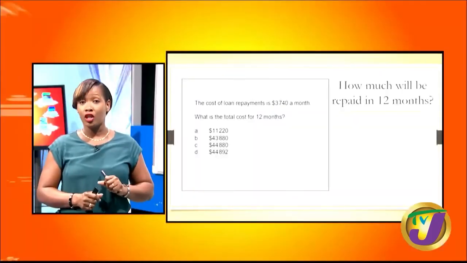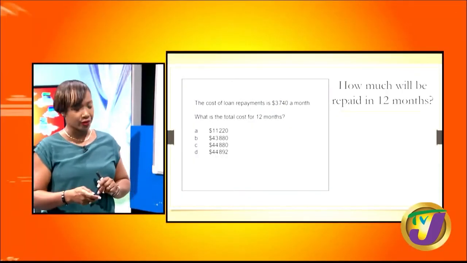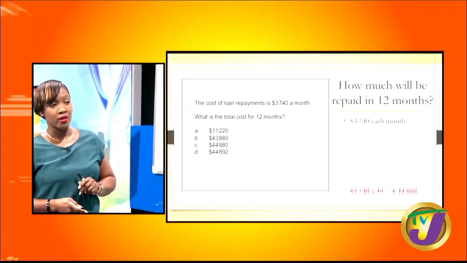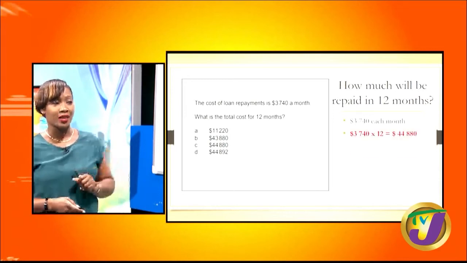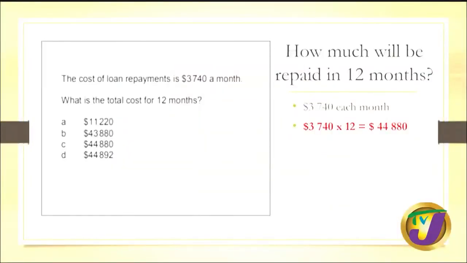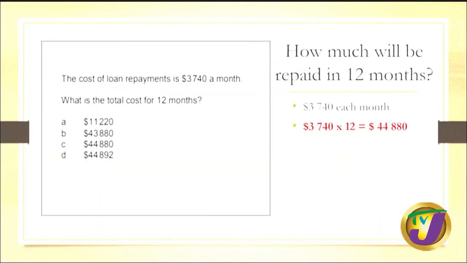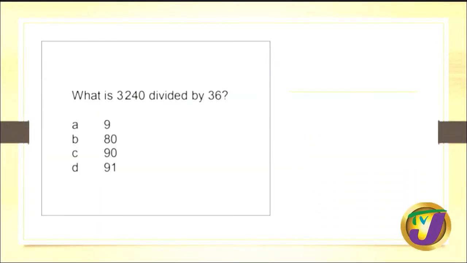So if you multiply the 3,740 by 12, so each month is that, we have multiplied by 12, you have $44,880. So after 12 months of paying 3,740, you'll end up paying almost $50,000, but it is $44,880. All right, next question, pretty straightforward.